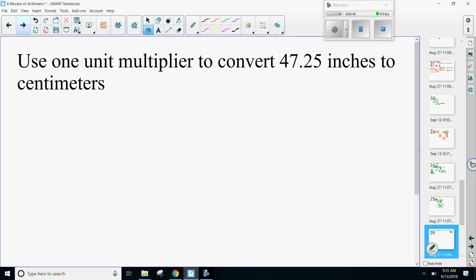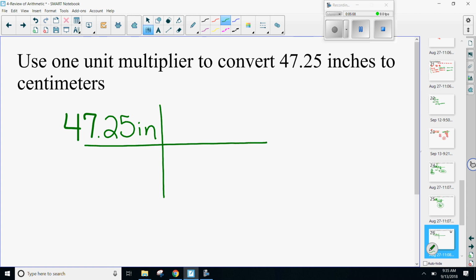All right, this one. Use 1 unit multiplier to convert 47 and 25/100 inches, or 47 1/4 inches, to centimeters. What do we start with? 47.25 inches. How many unit multipliers? 1. So I'm just going to set it up with 1.